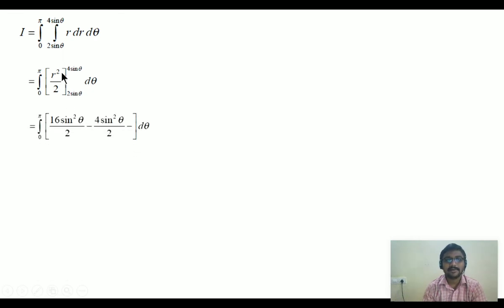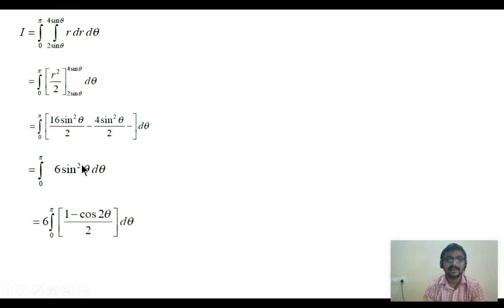4 sin theta whole square is 16 sin square theta by 2, minus 2 sin theta whole square is 4 sin square theta by 2. Now evaluating the single integration, the double integration now becomes a single integration.